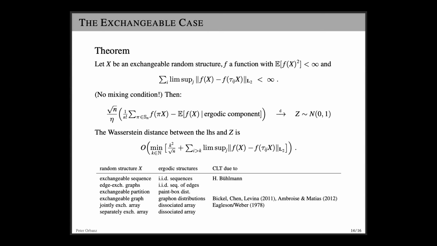And then for something called a jointly exchangeable array, there's a version by Eagleson and Weber that goes back pretty far, but this requires stronger conditions. They use a martingale central limit theorem, and you need conditions in the martingale central limit theorem that bound basically conditional variances. That lim sup condition is not a mixing condition. It's more like a noise sensitivity condition, I would say.